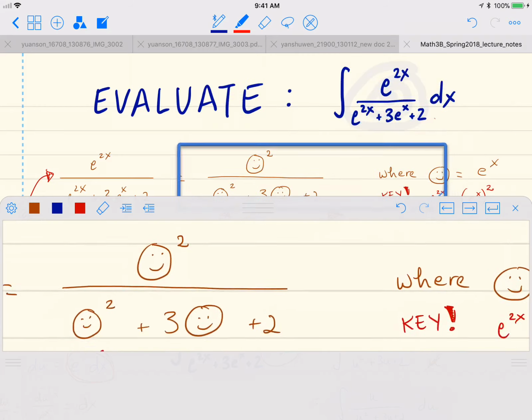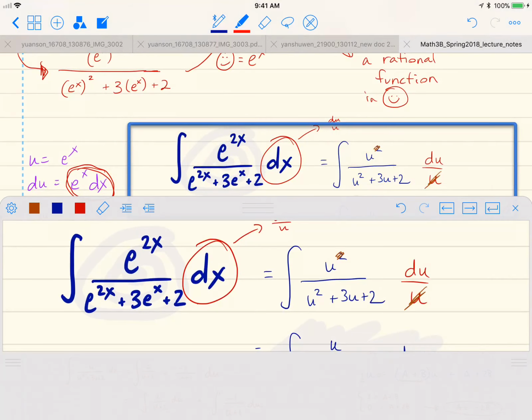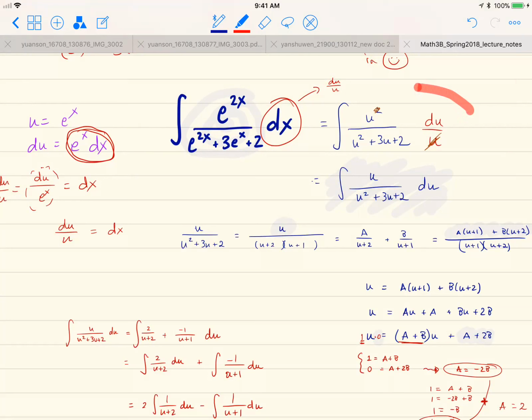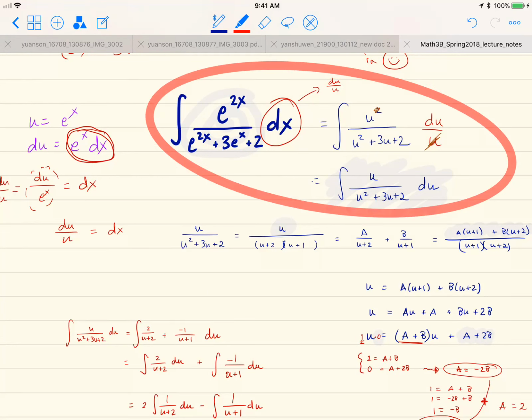Step 1 was to rewrite our integral as the integral of a rational function using u substitution. So this part right here was step 1. Okay? And also, because we have to include the recipe that tells us how to go back and forth between our variables x and u. Okay? So that was step 1.